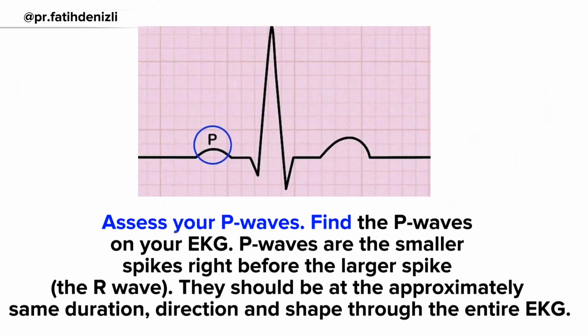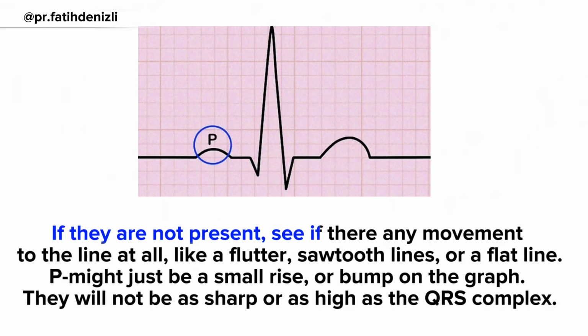Assess your P waves. Find the P waves on your EKG. P waves are the smaller spikes right before the larger spike, the R wave. They should be at approximately the same duration, direction, and shape through the entire EKG. If they are not present, see if there's any movement to the line at all, like a flutter, sawtooth lines, or a flat line. P might just be a small rise or bump on the graph. They will not be as sharp or as high as the QRS complex.